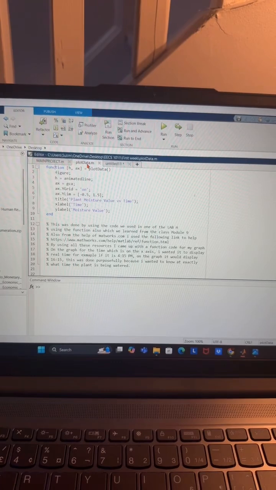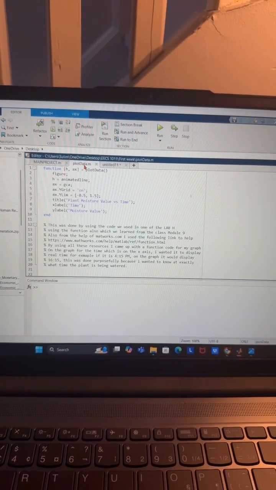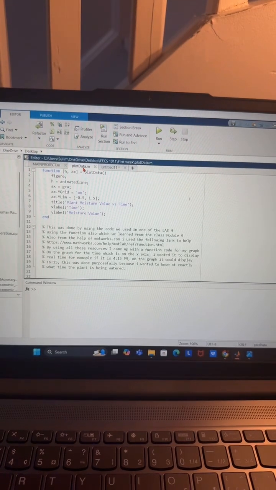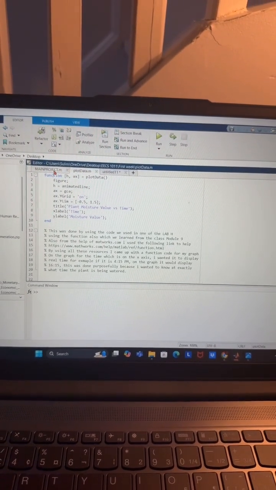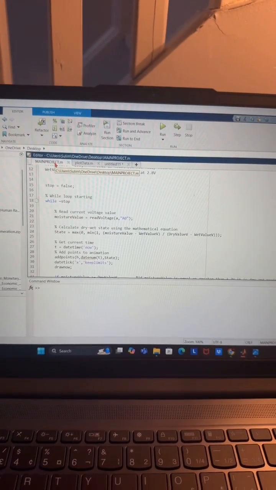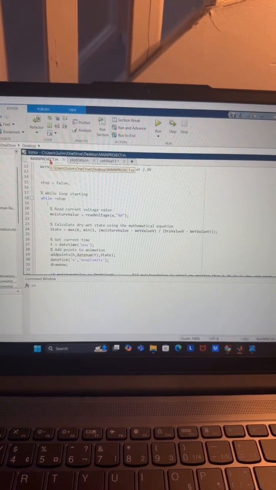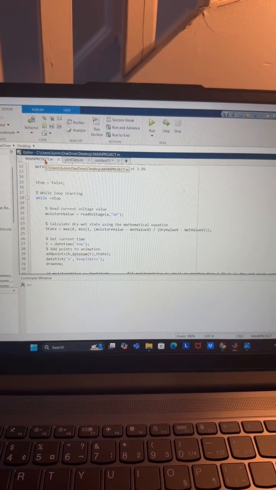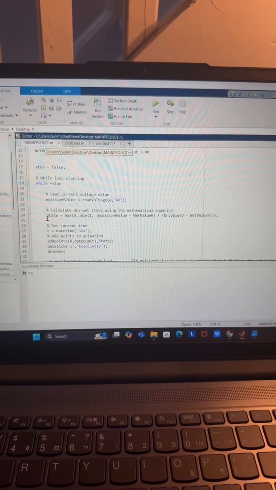Learning outcome number 3, I used functions to improve my code organization and handle specific tasks. For example, I used the plot data function to create a real-time graph of the soil moisture level over time. For learning outcome number 4, I used a mathematical equation to map the voltage reading to a moisture state, ranging from 1 for dry to 0 for wet, where it's right over here.